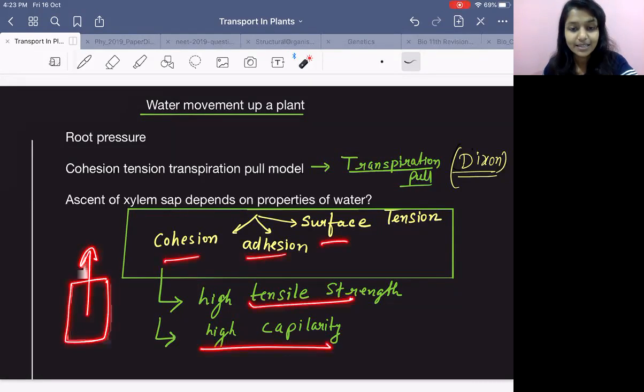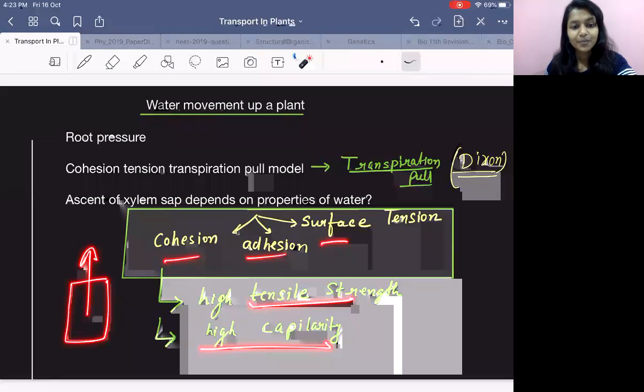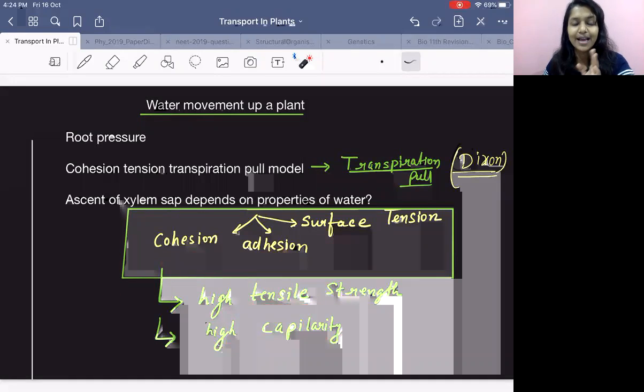High capillarity. High capillarity means the ability to rise in a thin tube, like a straw, right? In the straw, how does water go up? Similarly, the ability to rise in a thin tube, that is capillarity. Ability to rise in the xylem. So because of these properties of water, they flow continuously.